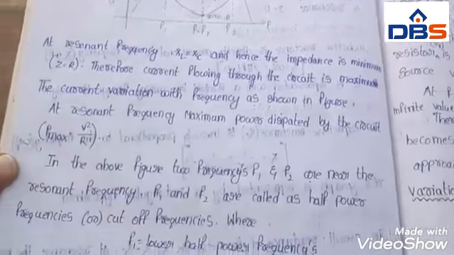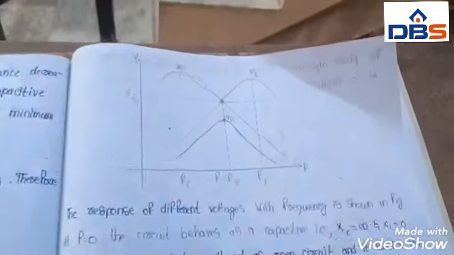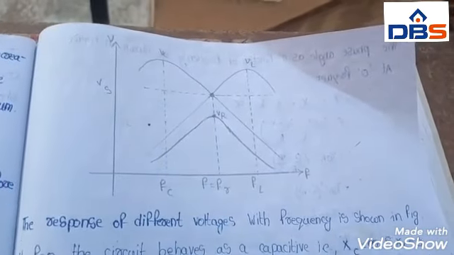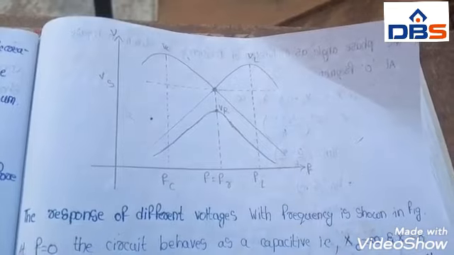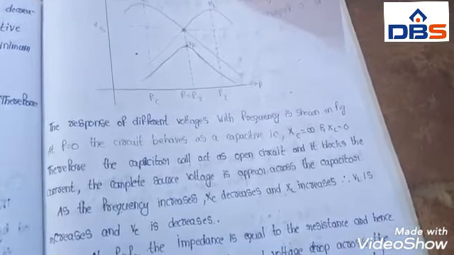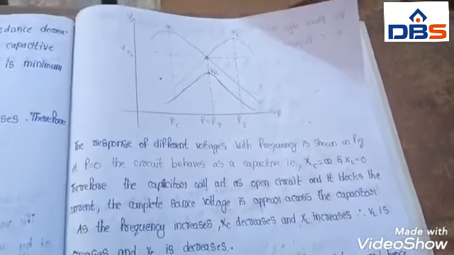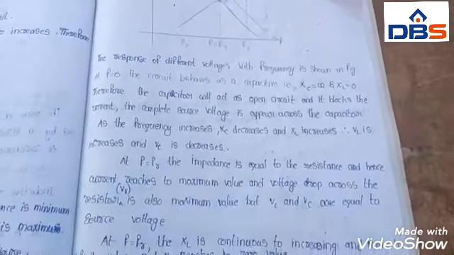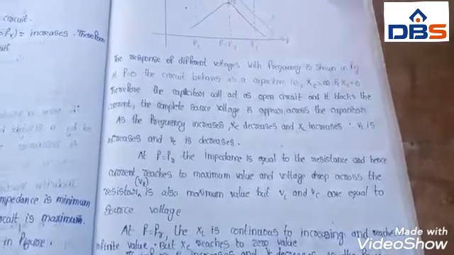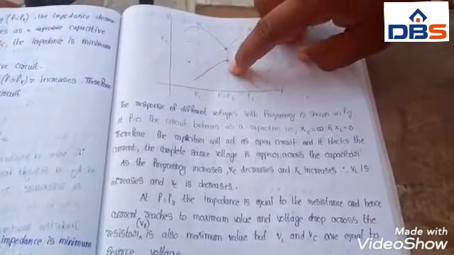Coming to the voltage waveform. At resonant frequency, impedance is equal to the resistor, and with current at maximum, the voltage across VR is also at maximum value, but VL and VC are equal. So here VL and VC are equal, but current is maximum at this stage.